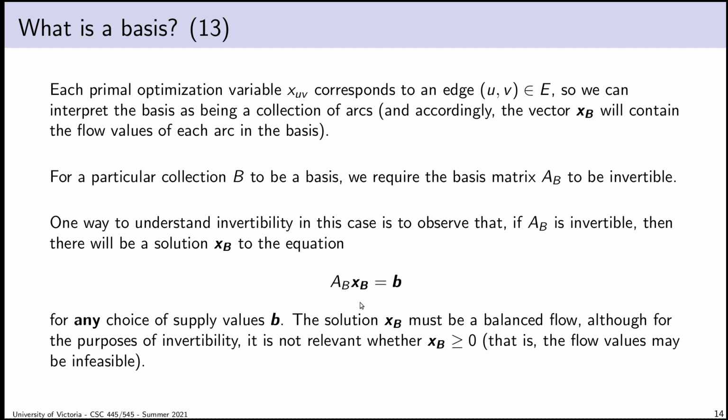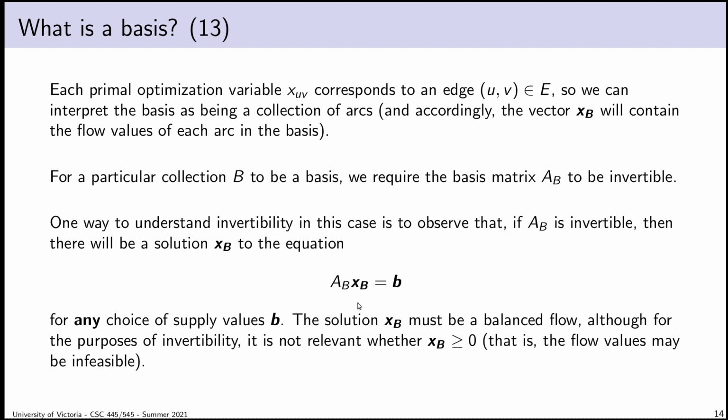Keep in mind that we don't care if the basis is feasible yet. All I care about is, can I solve this equation? I do not care that the solution to the equation results in non-negative values, just whether I can solve it or not. So there is an interesting interpretation of invertibility that I think really helps us here. I think Van der Bei's book presents it in the same way, not with the same wording, but it follows the same logic, which is: if a collection of arcs is a basis, if AB is invertible, then for any valid set of supply values, so this is my vector of supply values, there must be a solution to this equation.